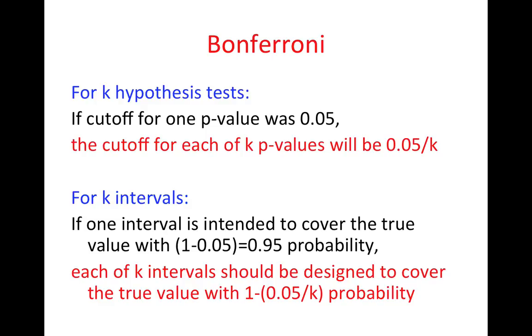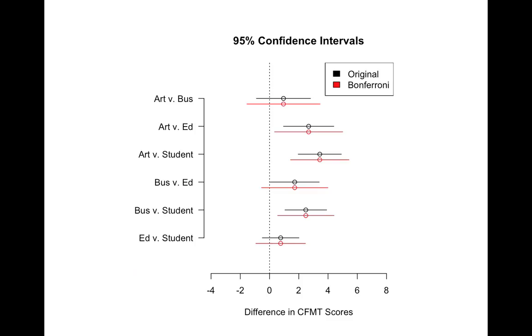How do you get that probability? Well, say you have 5 tests. So now instead of a 95% probability, you're going to have 1 minus 0.01 probability. So you're going to make your intervals large enough that you'd expect to have 99% coverage for each of them, so that overall you have your 95% coverage.